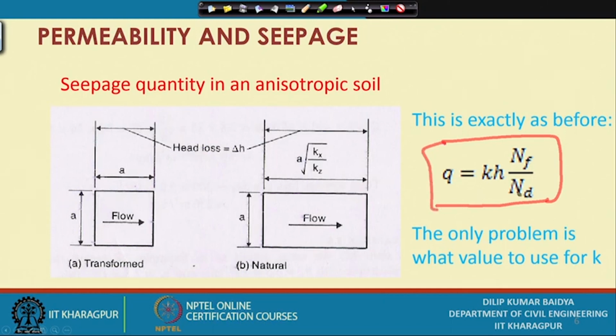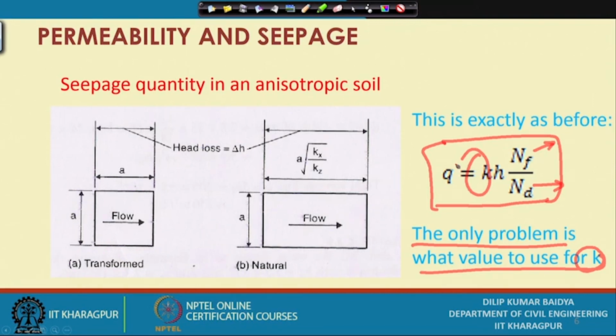That means once you draw the transformed section below the structure and draw the flow net, I can count the number of flow channels and number of potential drops, and h is already known and k is known, then I can find out the flow. But in doing that, the only problem is what value to use for k, what value of k to be used when I do this. When I am transforming the section, the k will not be the same, k should be different, because k was originally different in two different directions.